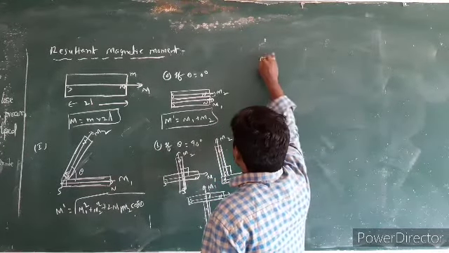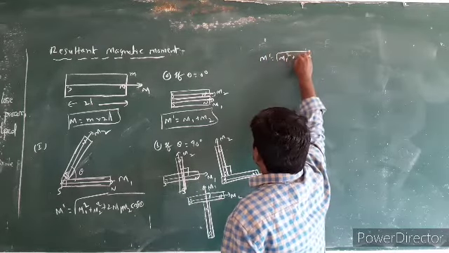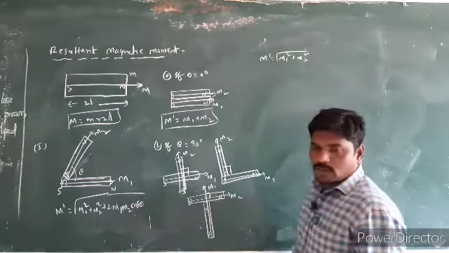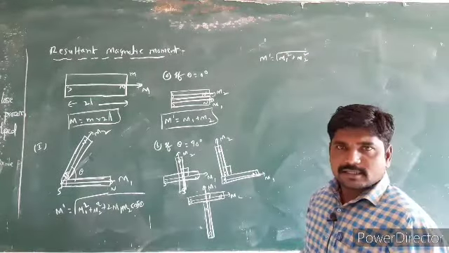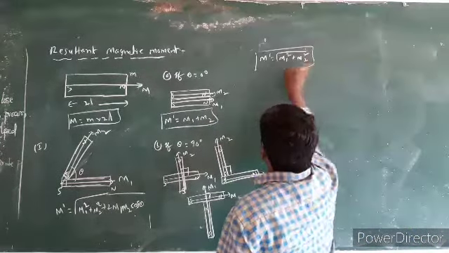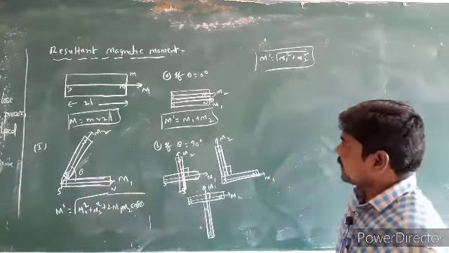Therefore, the resultant magnetic moment of this arrangement, M dash, is equal to root of M1 square plus M2 square plus 2 M1 M2 cos 90. Cos 90 value is 0. That's why M dash is root of M1 square plus M2 square. If two magnets are arranged perpendicularly, this is the resultant magnetic moment.